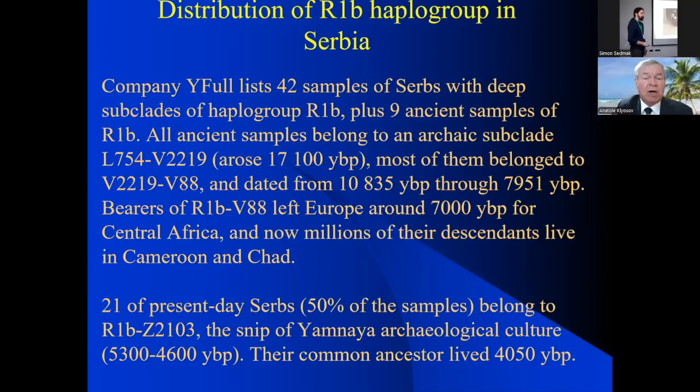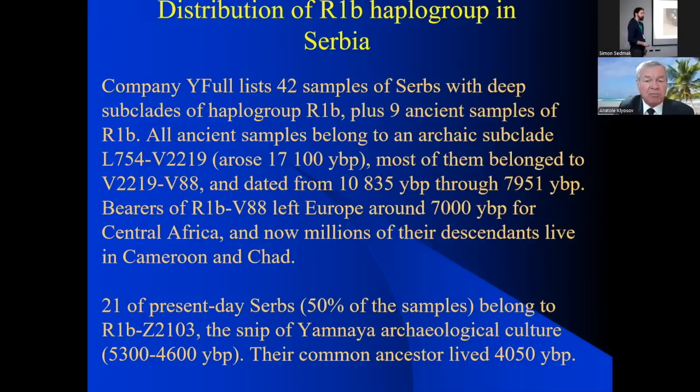Now, if we switch to R1b in Serbia, there are not really many R1b. It's interesting because, as I said, 60% in Central, East, and Western Europe are bearers of R1b, but not in Serbia. The company lists 42 samples of Serbs with deep subclades of haplogroup R1b, plus 9 Asian samples of R1b. However, that's an interesting feature because those R1b in Serbia are not those who live in Western and Central Europe. So Serbians have different R1b.